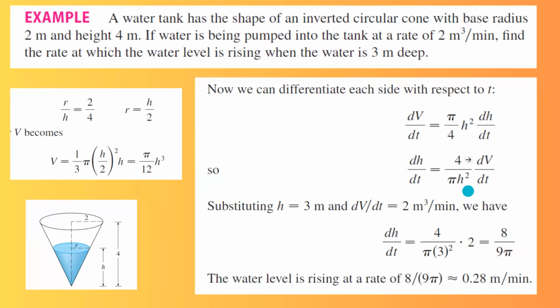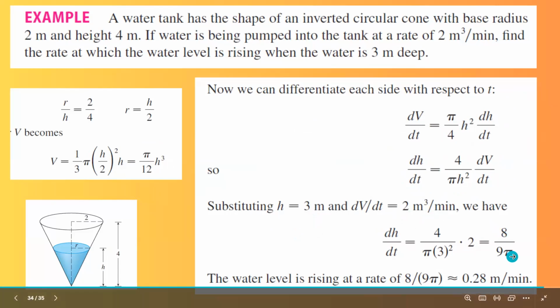dV/dt. But dV/dt from the question is given to us as 2. And also height is 3. We substitute everything into dH/dt, and dH/dt becomes 8 over 9 pi. Using a calculator, it's approximately 0.28 meters per minute.